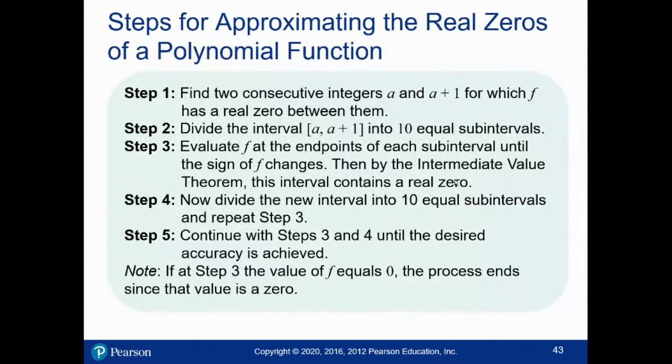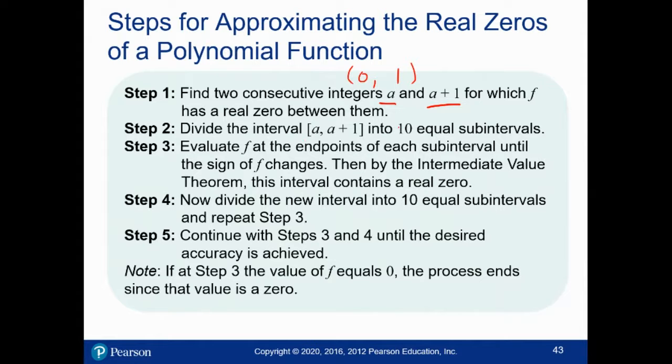Okay. So finally, how can I approximate the real zeros for a polynomial? Maybe I can't find it exactly like on that previous one. Maybe I just want to approximate it. Well, using the intermediate value theorem, maybe I find two consecutive integers. For example, in the last one, we used 0 and 1 and saw, yes, there's a root in between them.